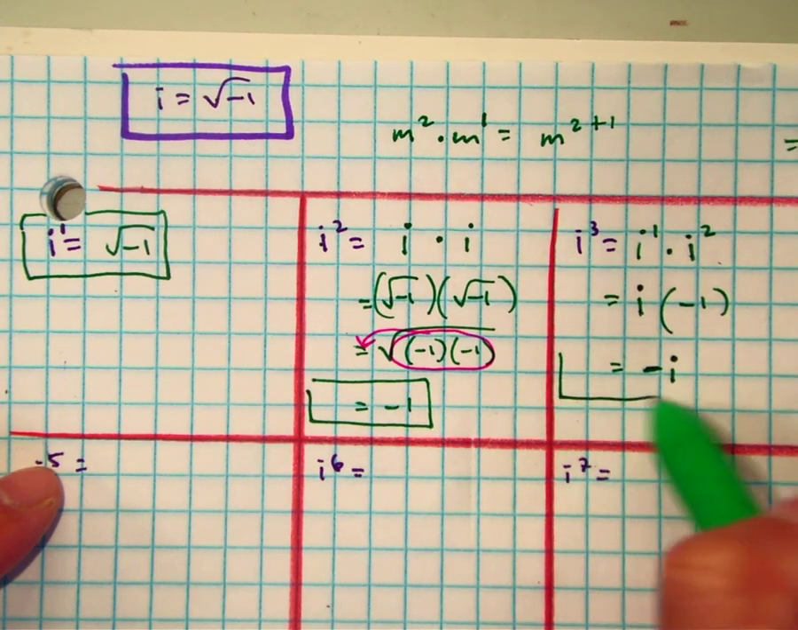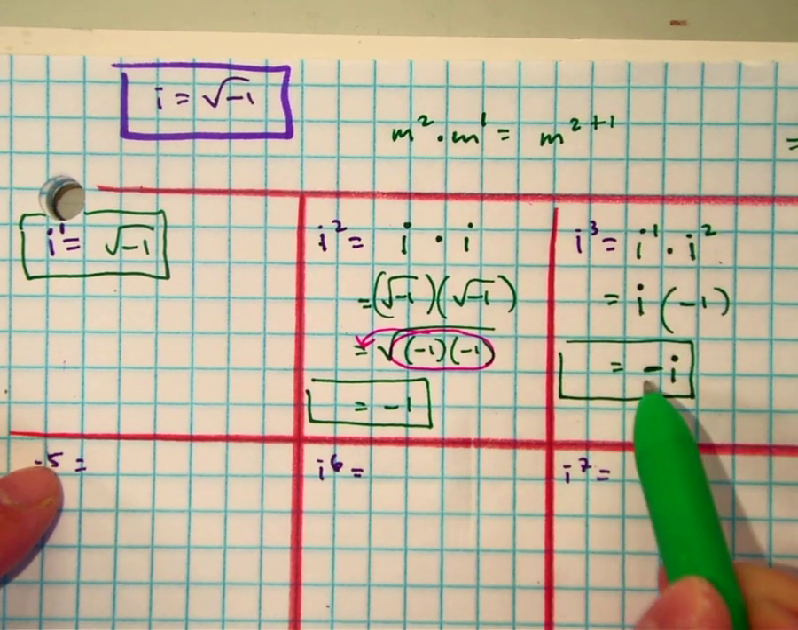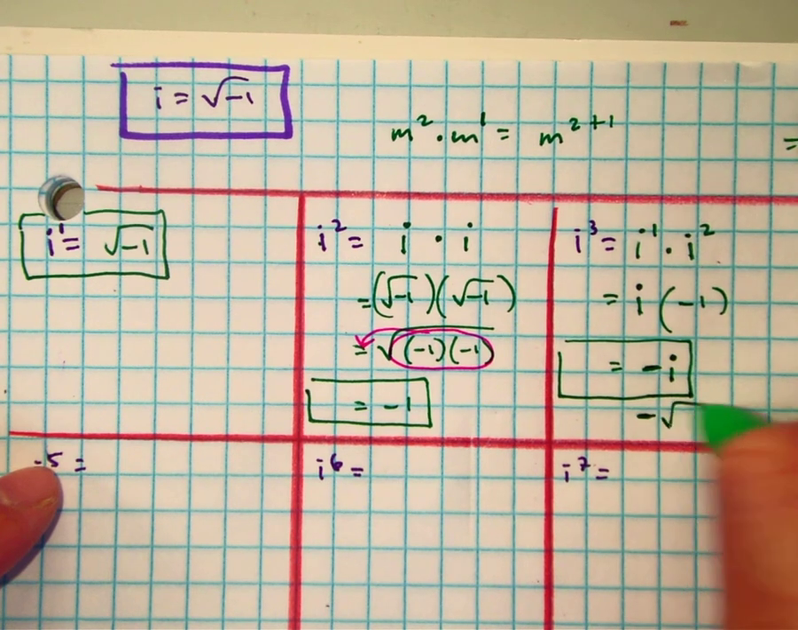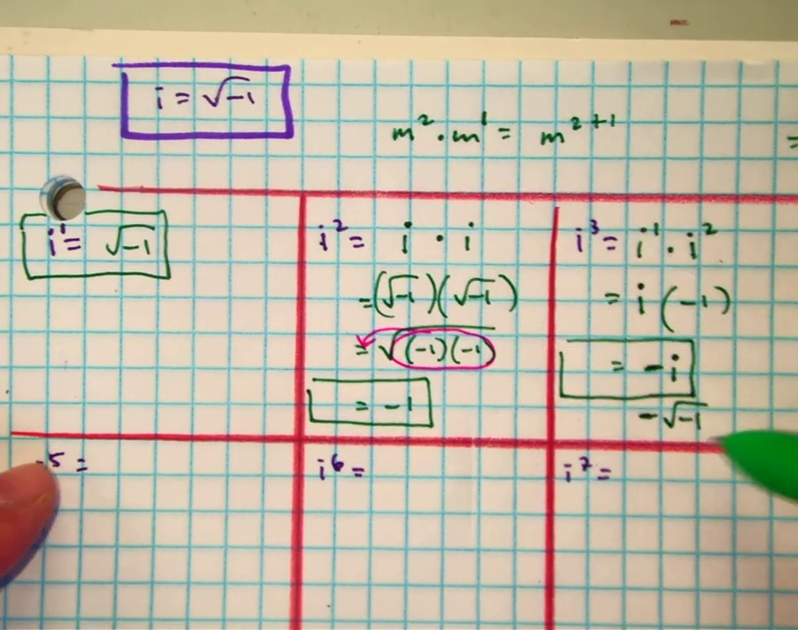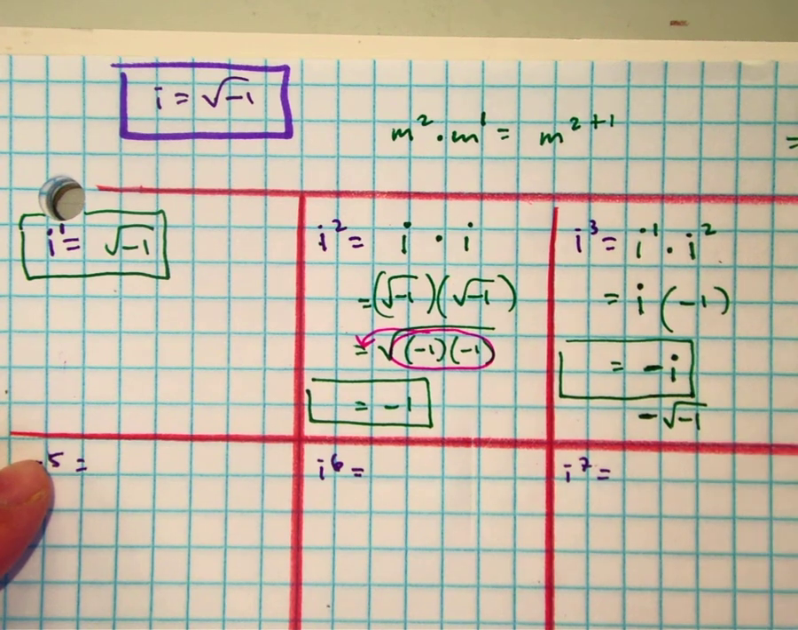Now, if you left this problem as the opposite of the square root of negative 1, that will be acceptable, but we normally don't write square root of negative 1, we usually write i.